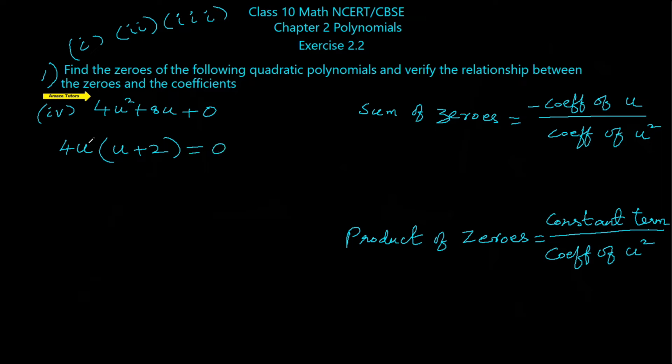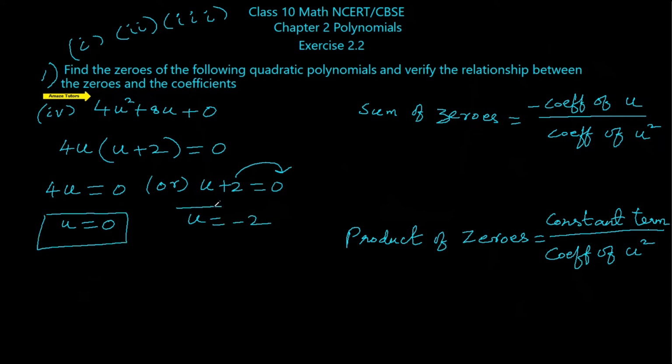This is equal to 0. Now 4u is 0 or u plus 2 is 0. Now solve both these equations. u is equal to 0, and when you take 2 to the other side, minus 2. So these are the zeros for the given equation.